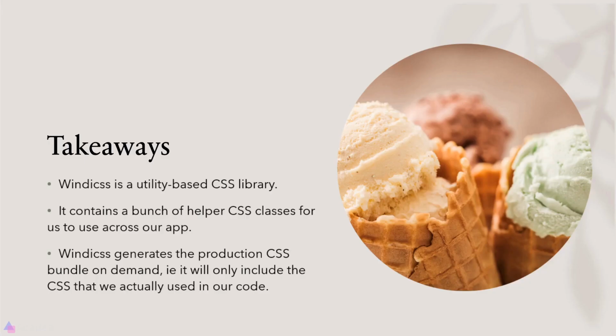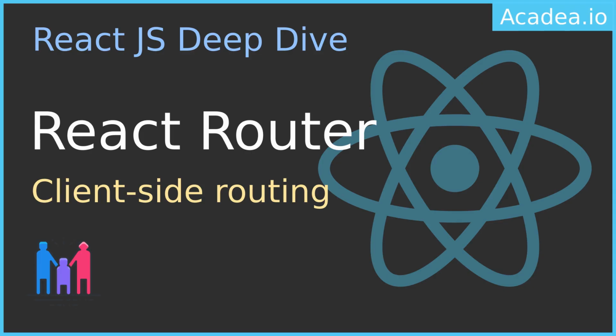Key takeaways for this lesson. Tailwind CSS is a utility-based CSS library. It contains a bunch of helper classes for us to use across our app. Tailwind CSS will generate the production CSS bundle on demand. In other words, it will only include the CSS that we actually use in our code. That's it for now, and I'll see you again in the next lesson.